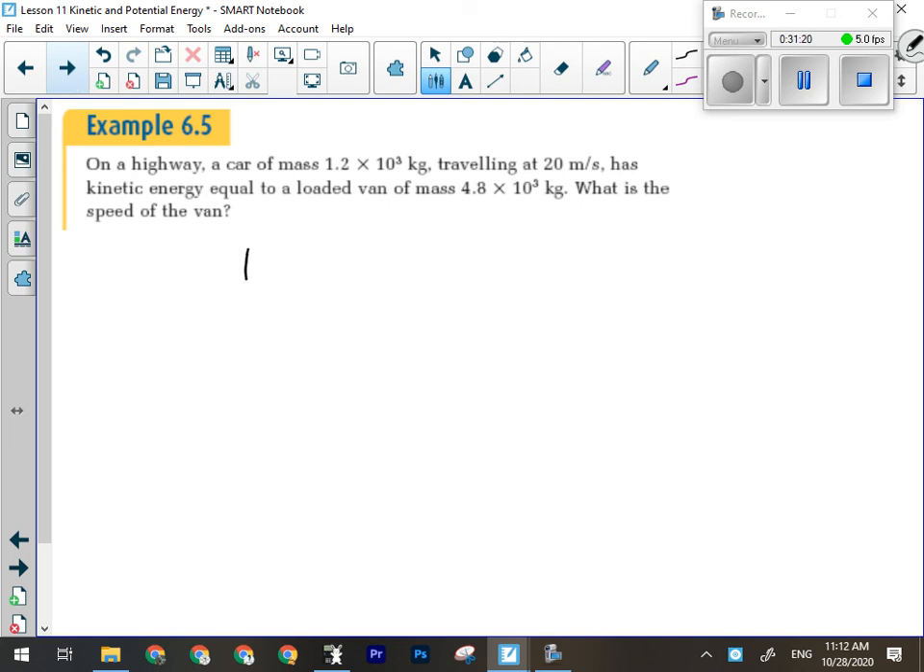So can we basically say then that the kinetic energy of the car is equal to the kinetic energy of the van? So we can say then that 1/2 times the mass of the car times the speed of the car squared equals 1/2 times the mass of the van times the speed of the van squared. How do I get the speed of the van?